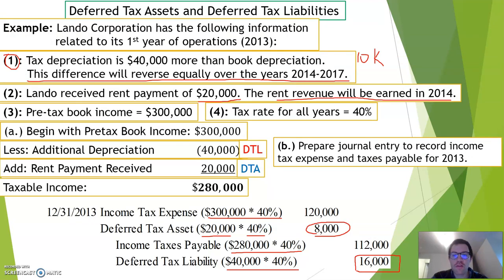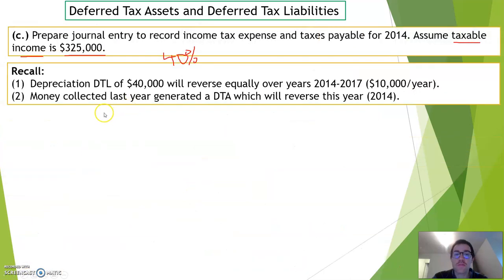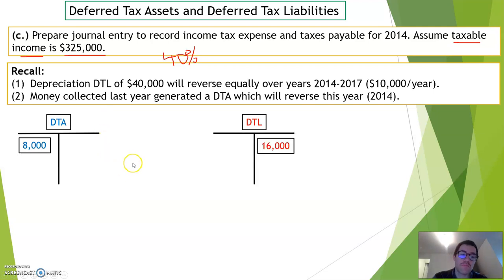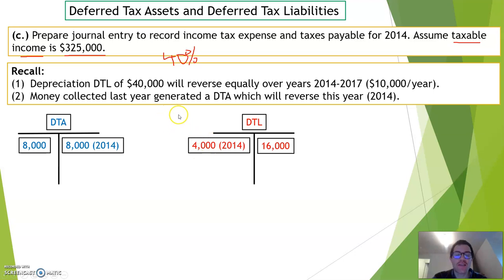So if you look at what we did previously, we added, okay. Let's see how this goes. This is where we stand right now, based on what happened last year. Now, this whole thing is going to reverse this year, basically, for the rent revenue. This entire thing will not reverse, but it will partially reverse, 1/4 of it. Take the 10,000 times 40%.